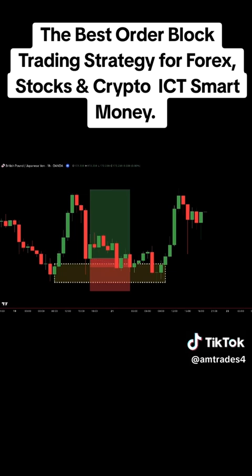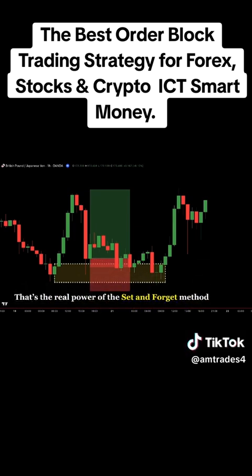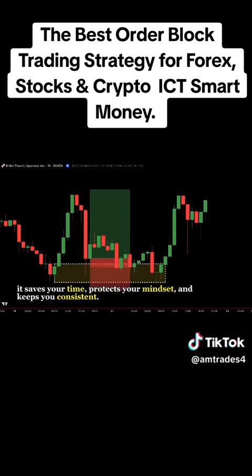If you were glued to the screen the whole time, you'd probably close early out of fear and miss the winning trade. Instead of wasting hours staring at the chart and getting emotionally drained, the smarter choice is to set the trade, walk away, and let the market do the work. That's the real power of the set and forget method. It saves your time, protects your mindset, and keeps you consistent.